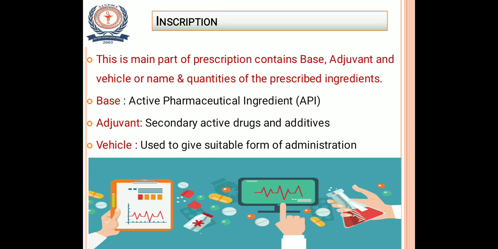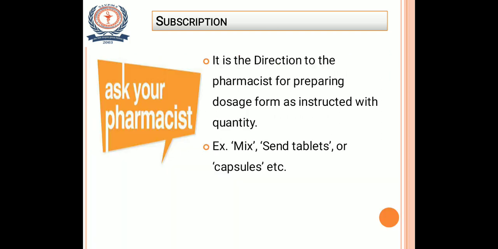Adjuvants are nothing but the secondary active drugs and additives, and vehicle, that are used to give a suitable form for administration. So in ancient days, and nowadays also, some Ayurvedic preparations are to be compounded by the pharmacist. That's why inscription also plays an important role in the prescription.